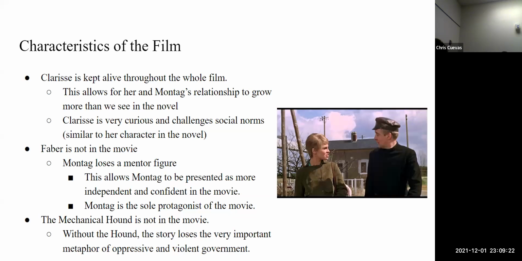The last main difference creatively is that the mechanical hound was not in the movie. And the hound in the novel represents this oppressive and violent government that endangers people. And so without the hound, this metaphor is lost. And along with it, the argument of Ray Bradbury, warning against oppressive government.